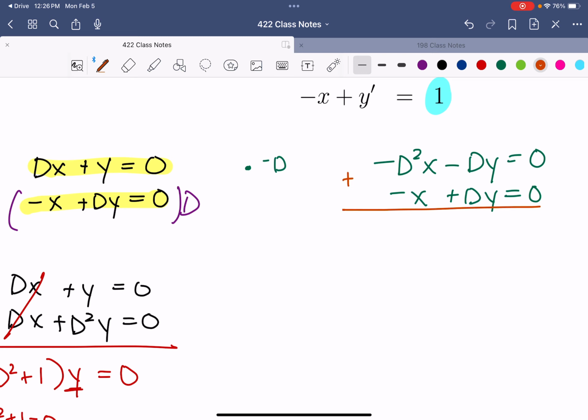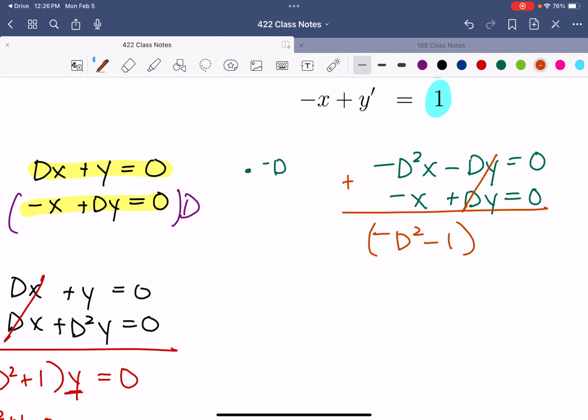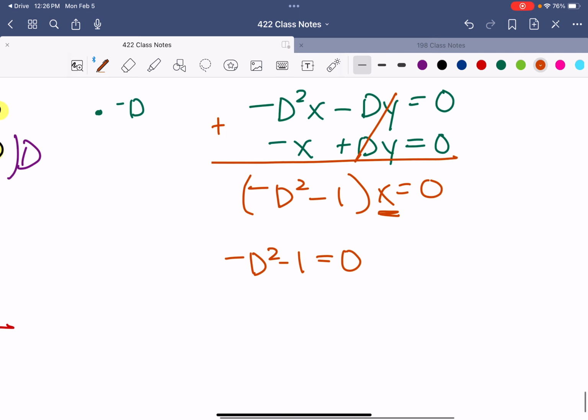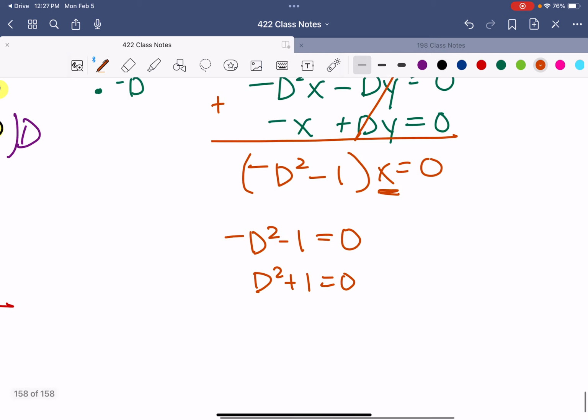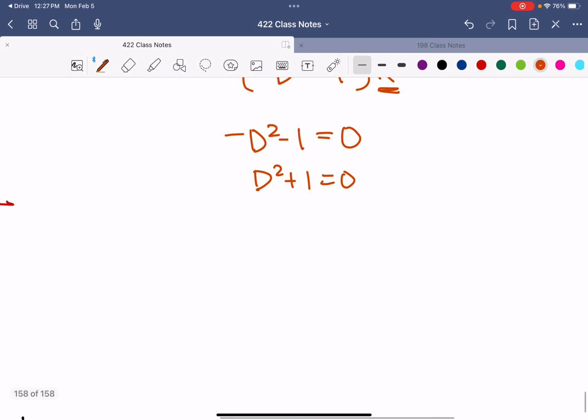Now, when I go ahead and add these two together, the y's cancel. And I'm left with negative D squared minus 1 operated on x equals 0. So now we're solving for the x, and we don't want our x to be exclusively 0, so we take what's in the parentheses, the negative D squared minus 1, and set that equal to 0. And again, this is just like solving the characteristic equation for a second order equation. I'm going to divide everything here by negative 1. And then solve this. We saw this one before. This is D squared plus 1. You subtract the 1 to the other side, take the square root. This is also going to give us D equals plus or minus i.